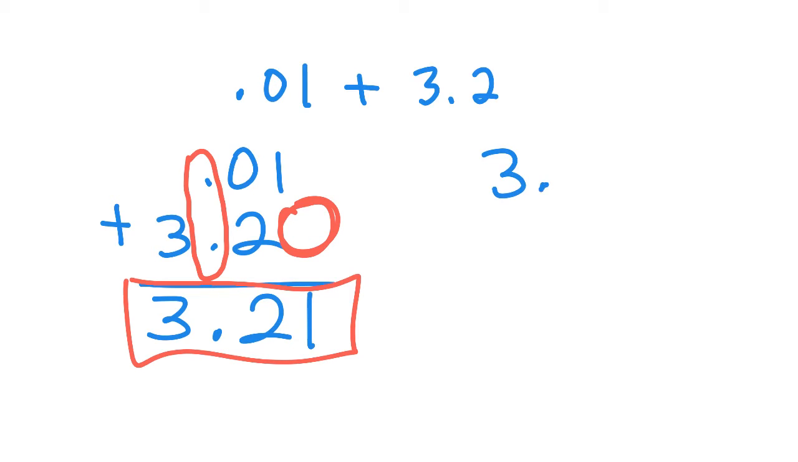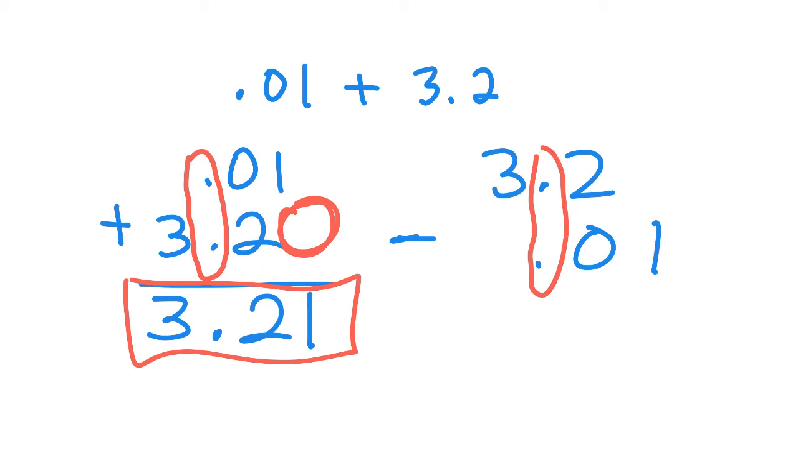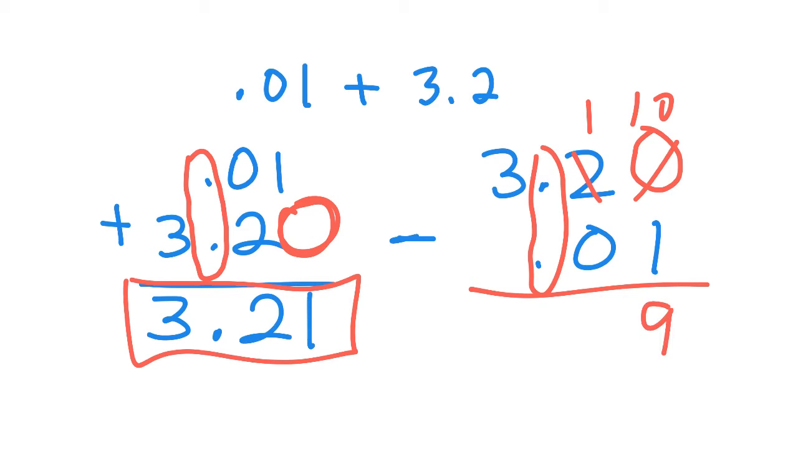So 3.2 minus 0.01. Again, we've lined up those decimals. And so that way it keeps everything organized. But there's a problem, right? There's nothing here in this spot. So we're going to call that a 0. There's nothing there. So we're going to have to borrow. We're going to have to make this 10. This becomes 1. So now 10 minus 1 is 9.